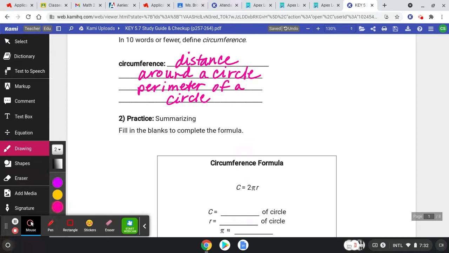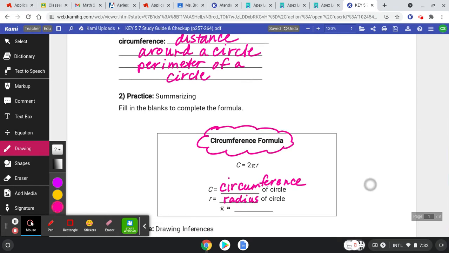Okay, so what are these circle formulas we're supposed to remember from before? C equals 2 pi r is our circumference formula. Again, hoping you've seen this in middle school or Math 1. C equals the circumference, or the distance around. R stands for the radius of the circle, and pi, as you guys know, is about 3.14.